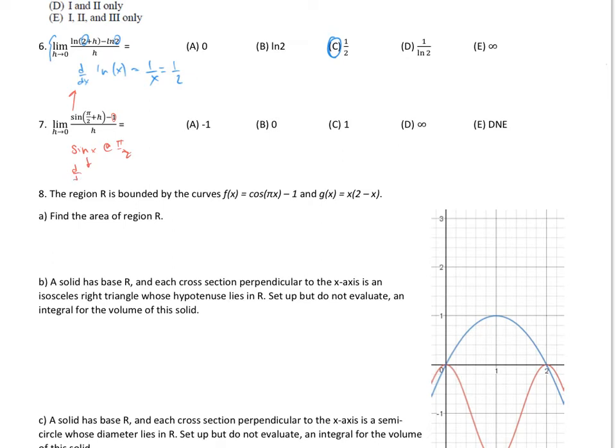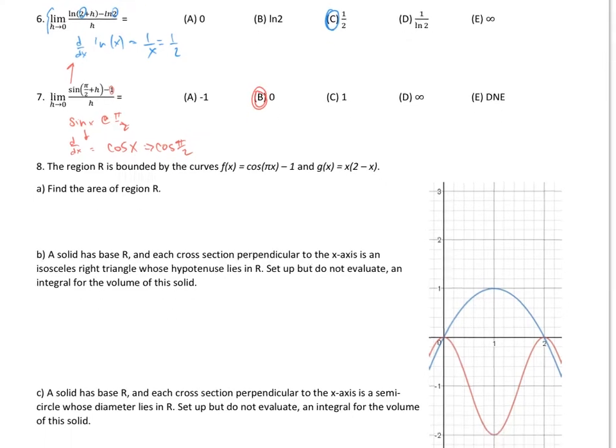Well, the derivative of this will be equal to the cosine of x, and we need to plug in the value at pi over 2, so the cosine of pi over 2 comes out to be 0. So that's the answer for number 7. All right, moving on to number 8.